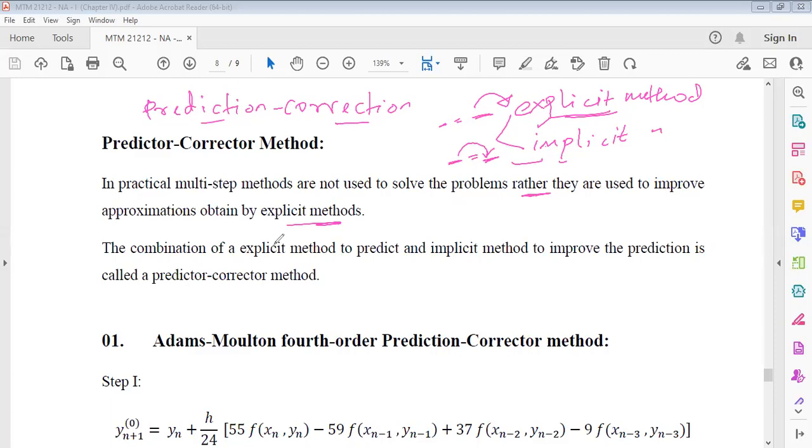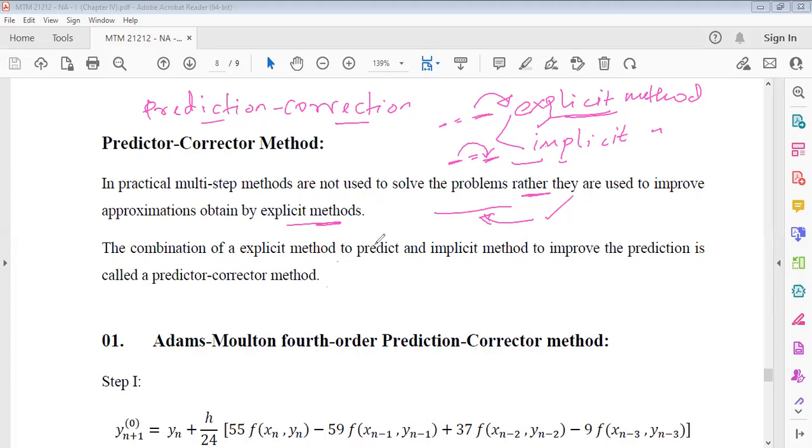Okay, so you can see it says that in practical multi-step methods, they are not used to solve problems. Rather, they are used to improve the approximation obtained by the explicit method. So you will get something from the explicit method, and that approximation can be improved a little by this method.